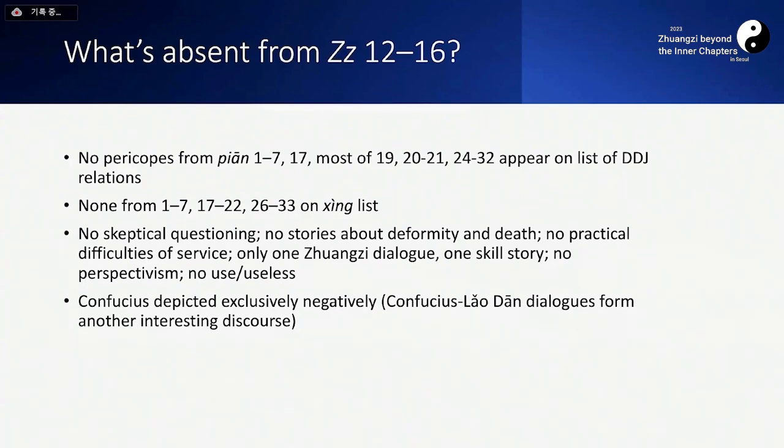Of course, the Confucius-Laodan dialogues should be considered a discourse of their own. And one feature of that discourse is the deprecatory treatment of Confucius. And many of those dialogues fall within these several piān.